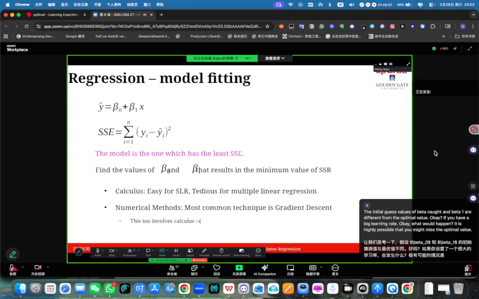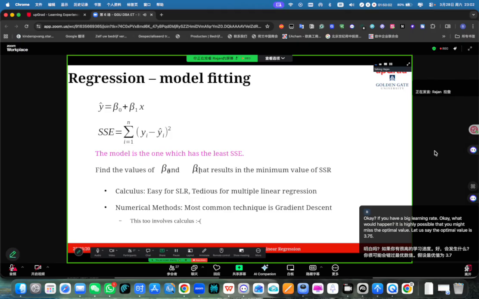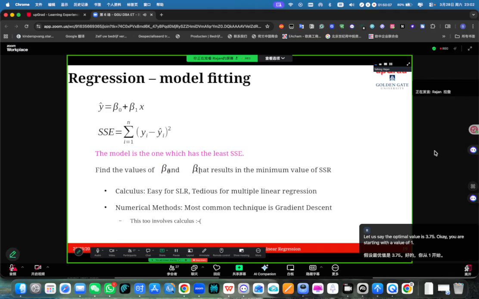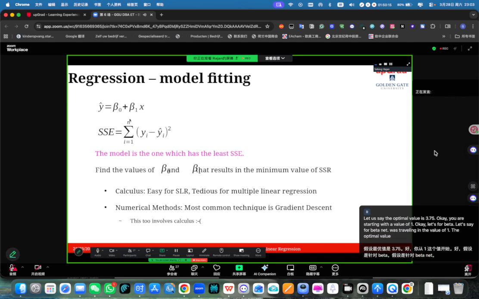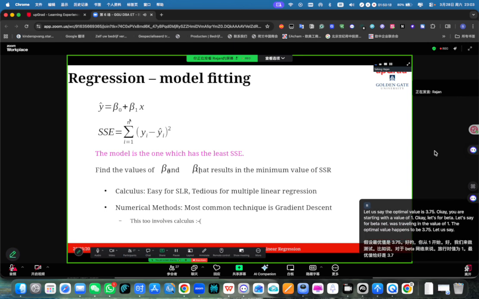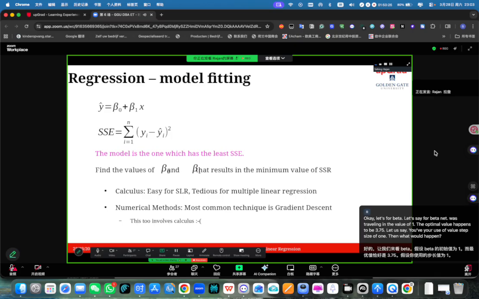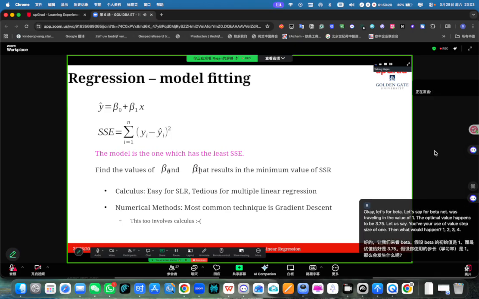Let us say the optimal value is 3.75, and you are starting with a value of 1, let's say for beta naught. If you use a step size of 1, then what would happen? 1, 2, 3, 4. You have missed the minimum. So with a large step size, we might very easily miss the minimum.